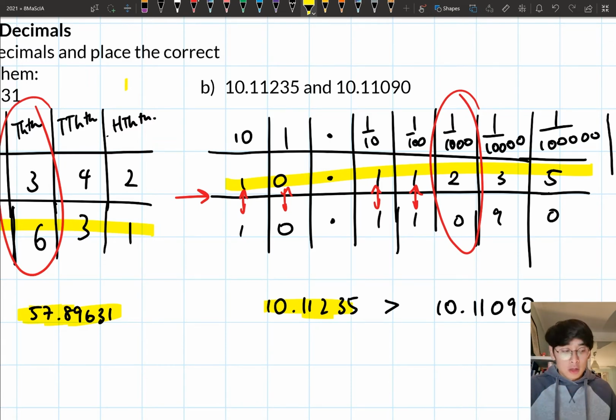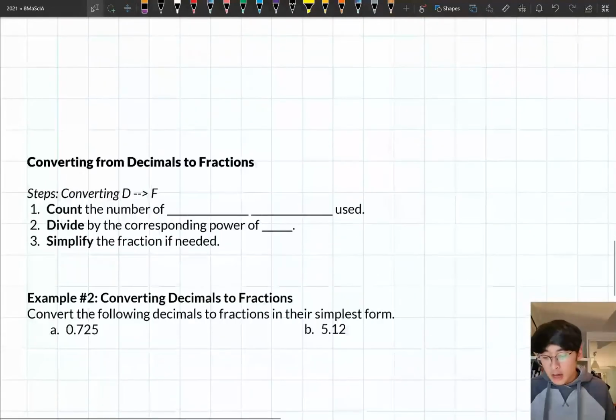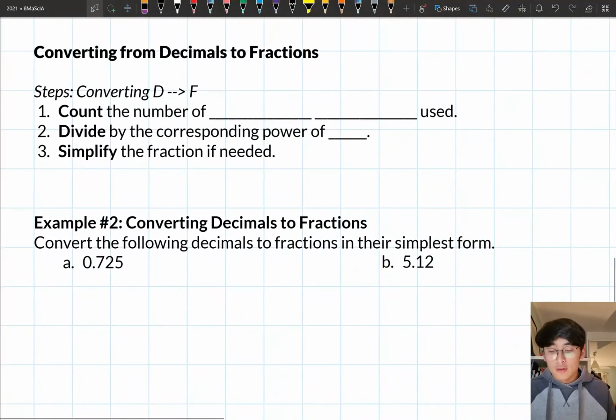So that's the first thing we wanted to do in this lesson. Now, the second thing that we wanted to do was be able to actually convert decimals to fractions. Decimals and fractions are both used to represent the same number, but in two different ways. So what we want to do is convert decimals to fractions.